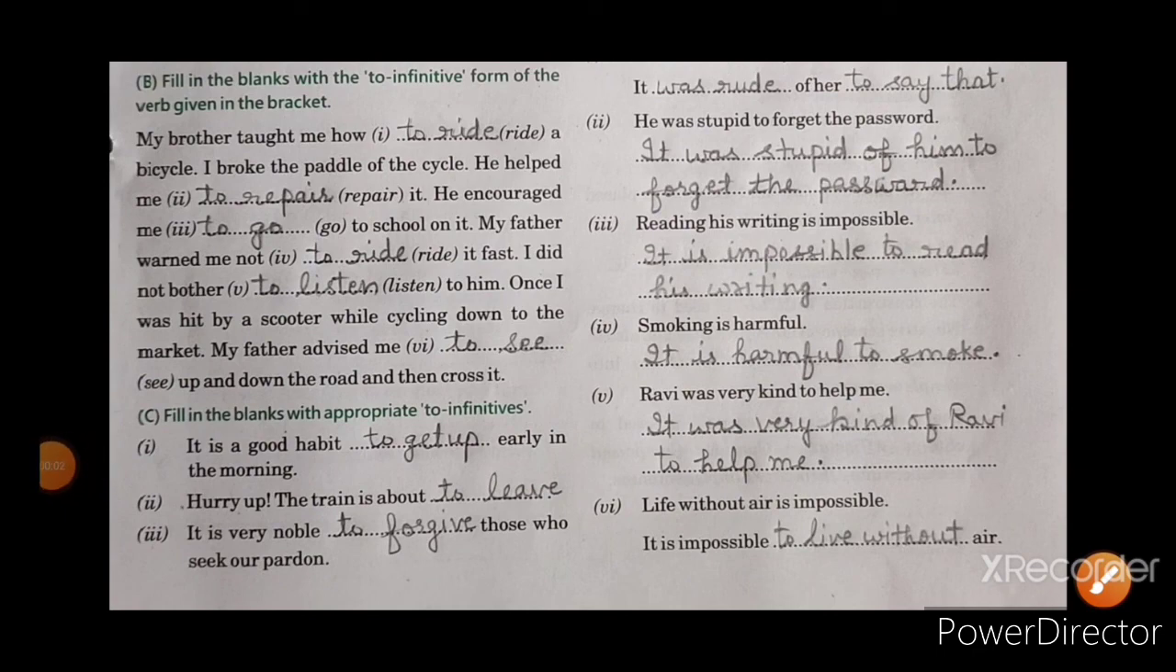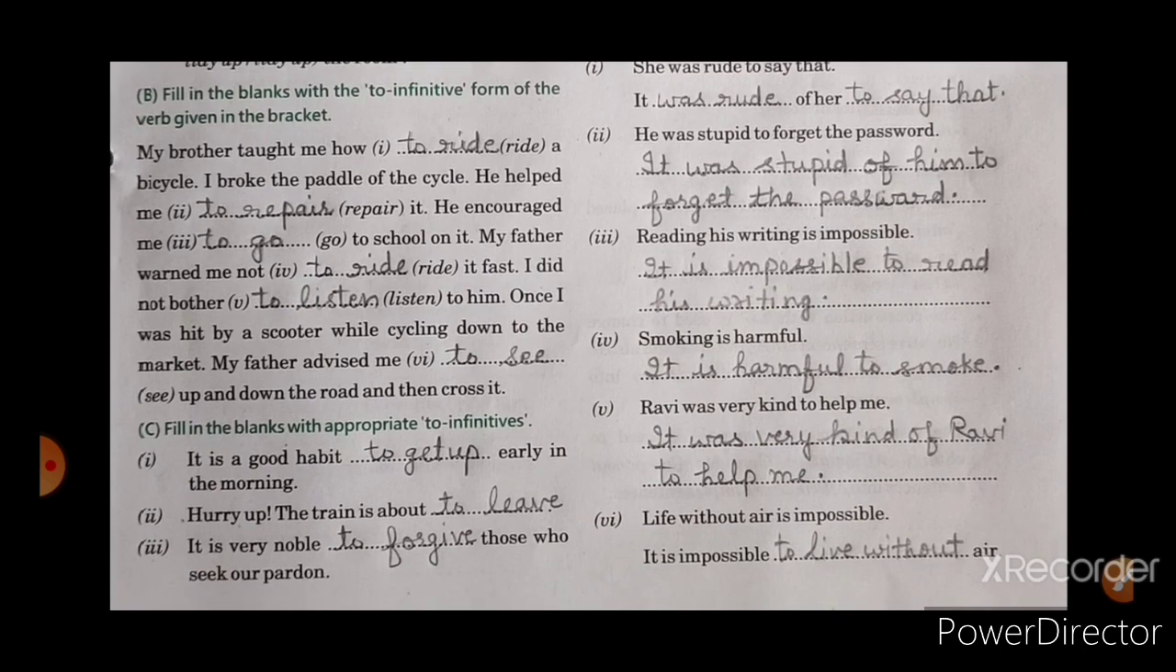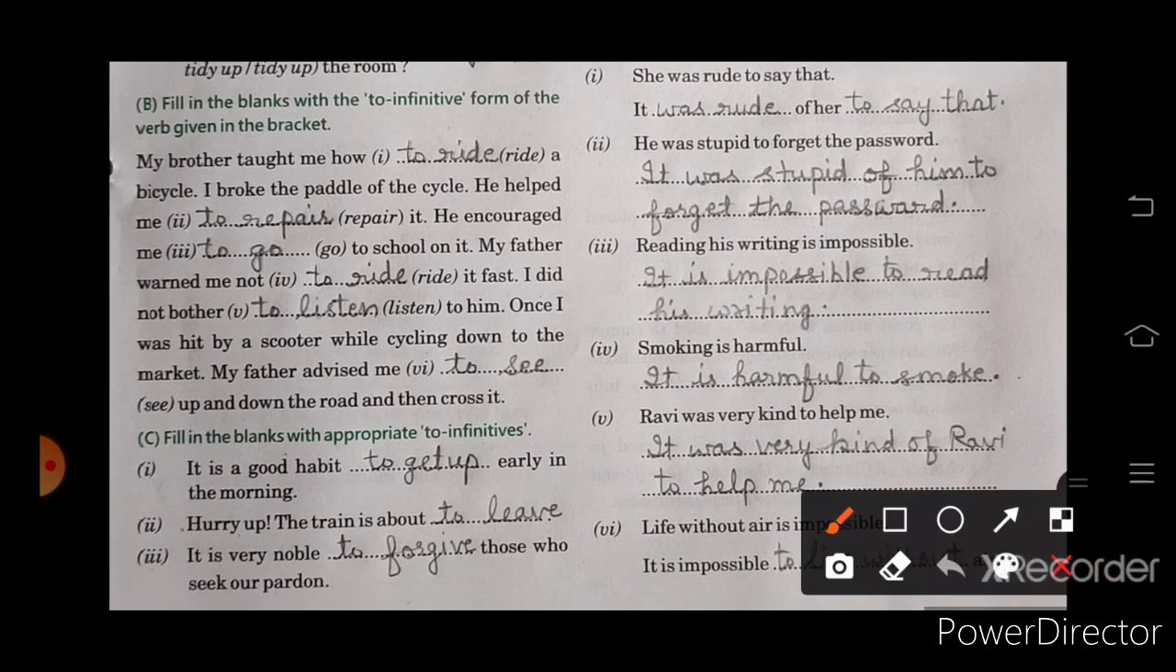In the next B and C exercises, we have to fill in the blanks with the two infinitive forms of the verb given in the brackets. We just use to with the main verb. Now moving to the last exercise, we have to rewrite the following sentences using the introductory it. First sentence is, she was rude to say that. It was rude of her to say that. She is here, that's why we write her here.